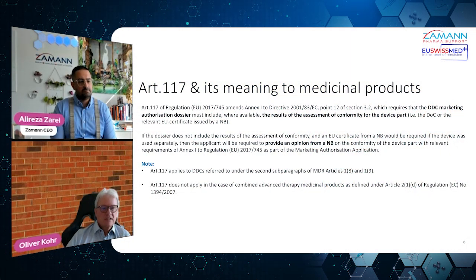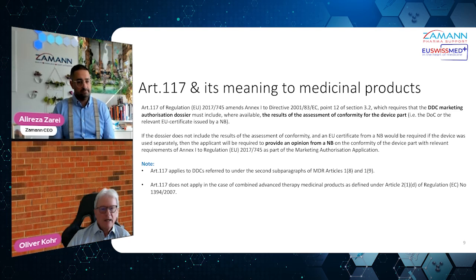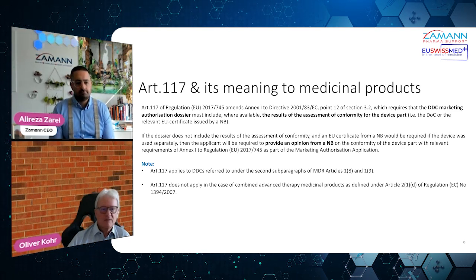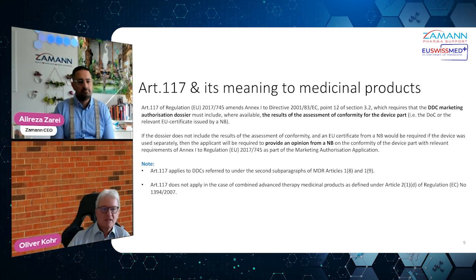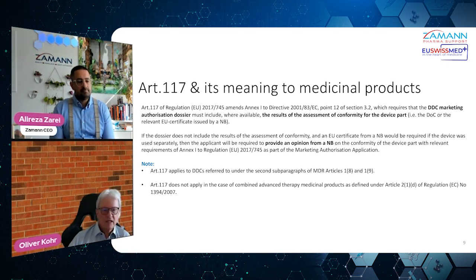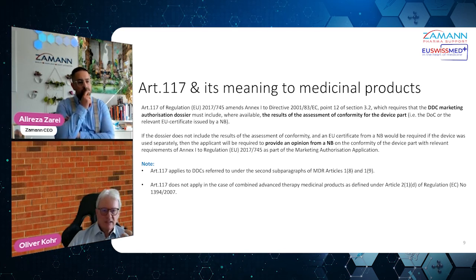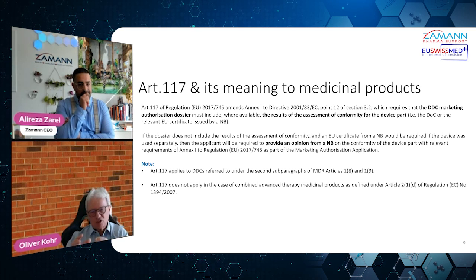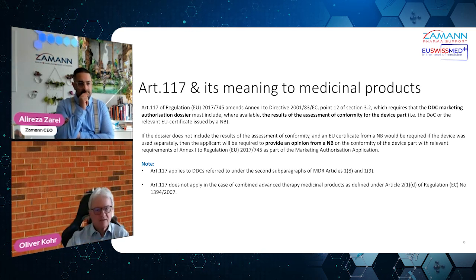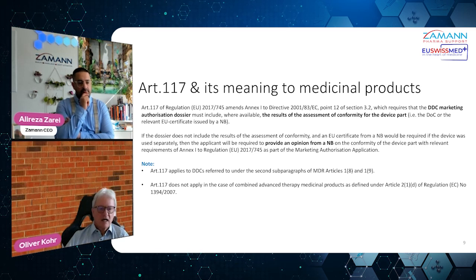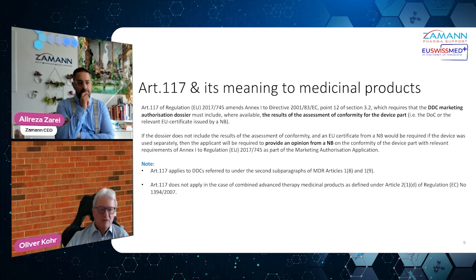Going back to Article 117, the results for the assessment of the conformity part. The key thing is that you, as the marketing authorization holder, know what the medicinal product is, and basically which documents you need for that in your file. That's the key thing. Right, these are the notes. Maybe that's a good hint.